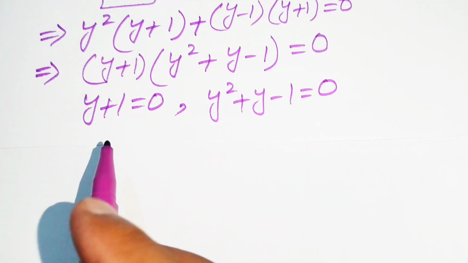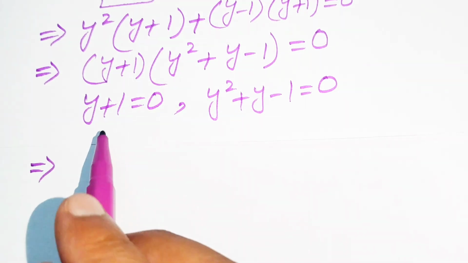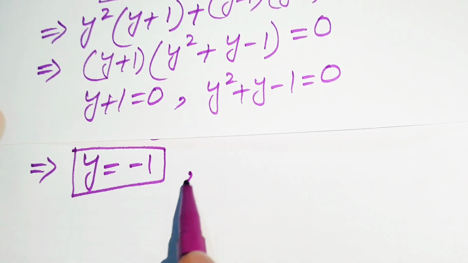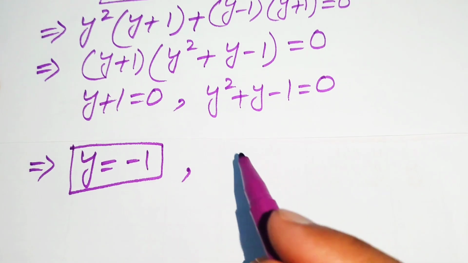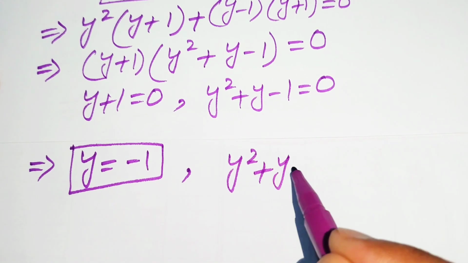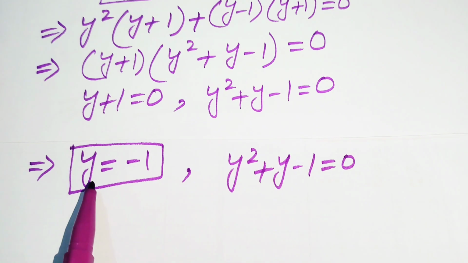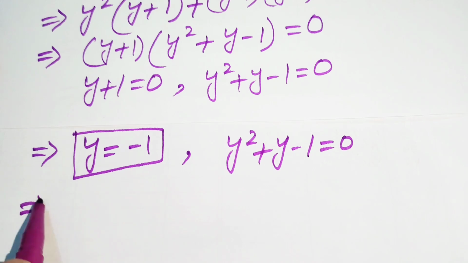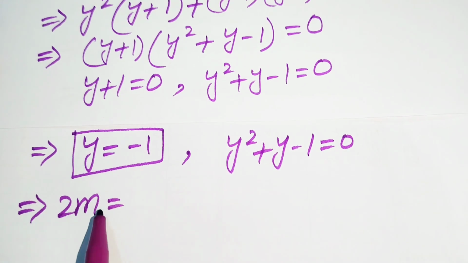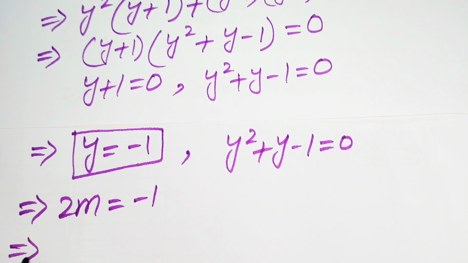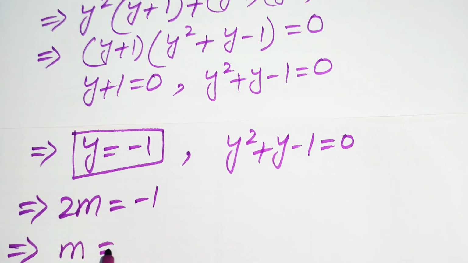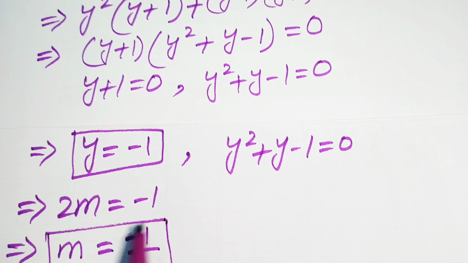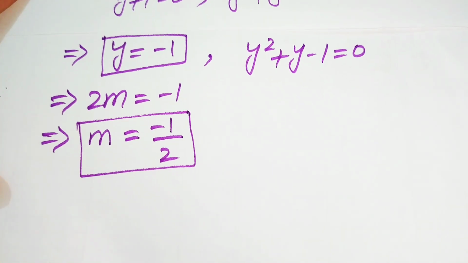And now in the next step we easily get the value of y from the first case: y equals minus 1. So this is the first real value, and in the second case we have this quadratic equation. We just copy down this equation here. First we back substitute the value of y. At the start of the problem we took y equals 2m, and we substitute this value of y here, and it is written as 2m equals minus 1. Here we move this 2 to the right hand side, and we get the value of m equals minus 1 over 2. So this is our first real root of the given equation.